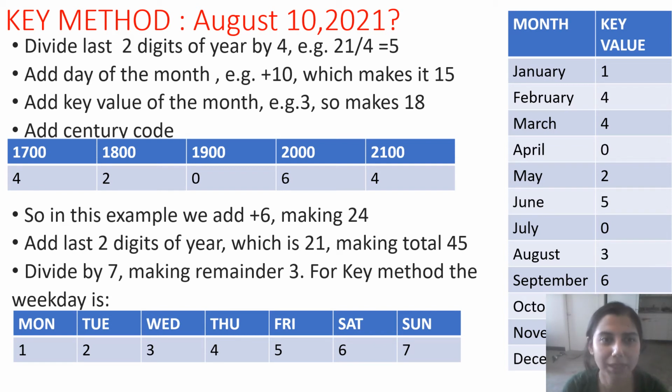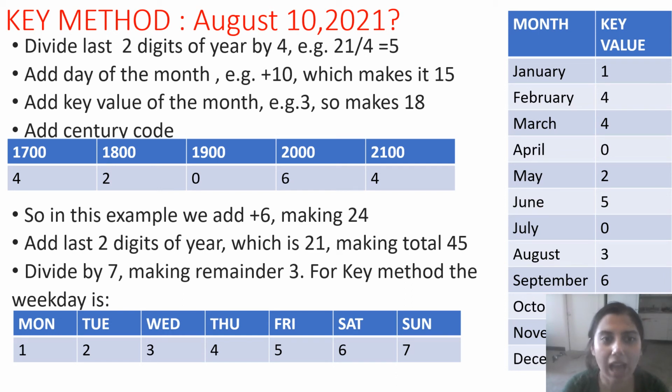So beginning with our usual example of August 10, 2021, first what we have to do here is take the last two digits of the year. Here the last two digits of the year was 21. We divide it by 4. Here also remember to just take the quotient. So 21 divided by 4 will give you 5. Remember to take the quotient, not the remainder.